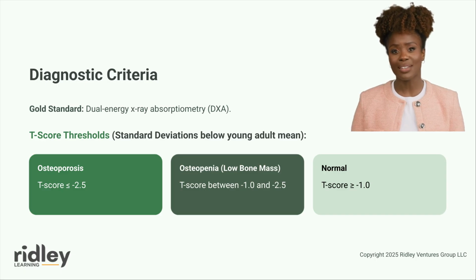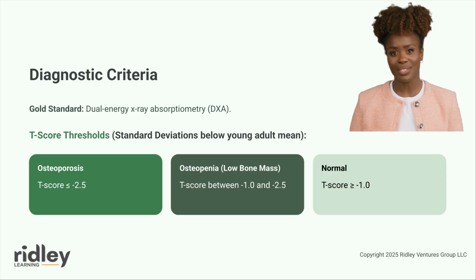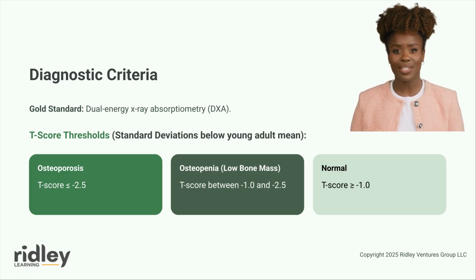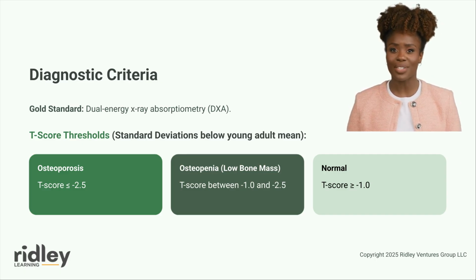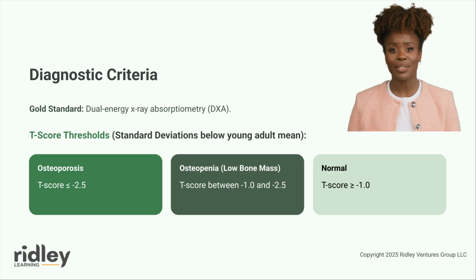The World Health Organization established the operational diagnostic criteria for osteoporosis in 1994, defining the condition based on bone mineral density measurement using dual-energy X-ray absorptiometry, commonly referred to as DXA. According to these criteria, osteoporosis is diagnosed when the BMD T-score at the lumbar spine, total hip, or femoral neck is equal to or less than negative 2.5 standard deviations below the mean BMD of a young adult reference population.